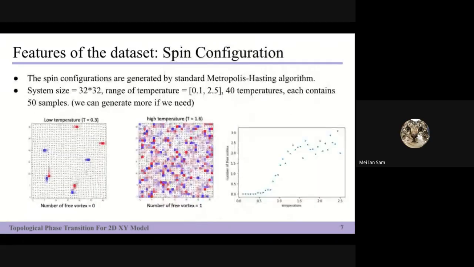Oh, okay. Because when we look at the spin configuration, if there exists a vortex, the magnetization will not be 0. Mm-hmm. So we cannot measure it by experiment. The phase transition cannot be measured.